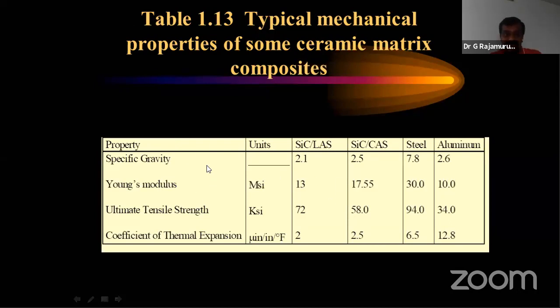And what about the other properties, like specific gravity, Young's modulus, and ultimate strength of a ceramic matrix composite? So it comes under SiC, silicon carbide, and lithium aluminosilicate, that is 2.1, and Young's modulus is 13. Ultimate strength, UTS, is 72, and the coefficient of thermal expansion is 2 per degree.